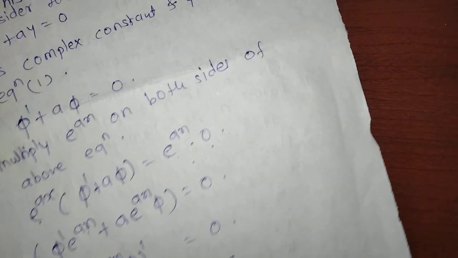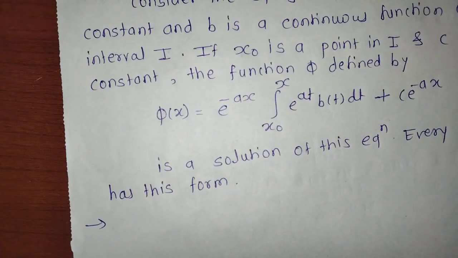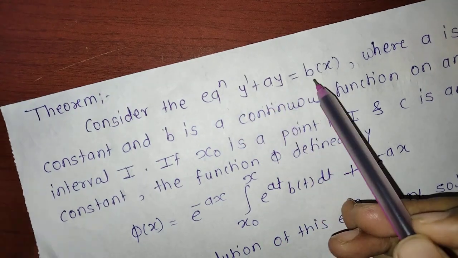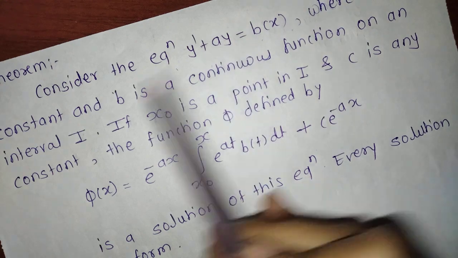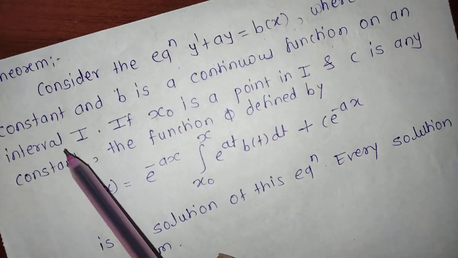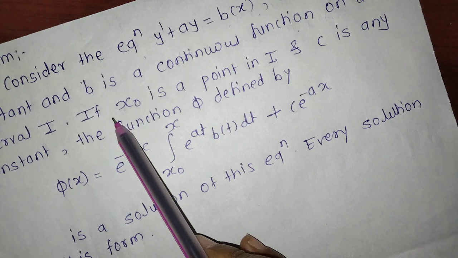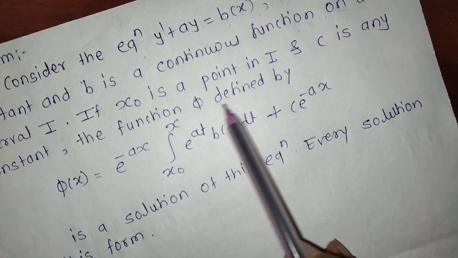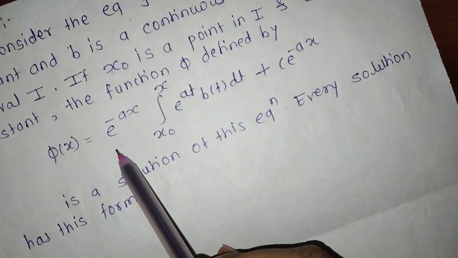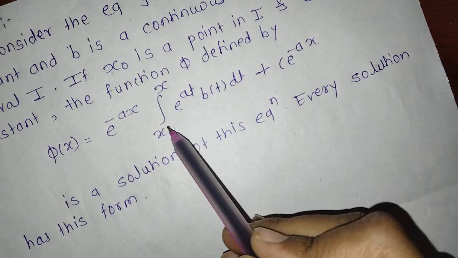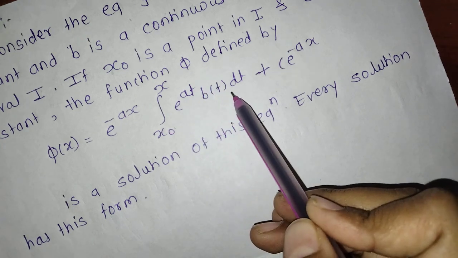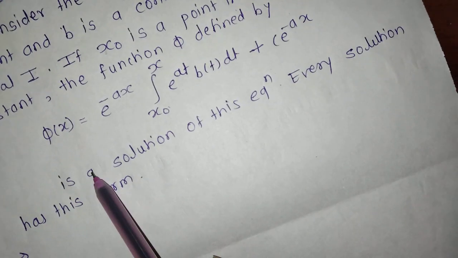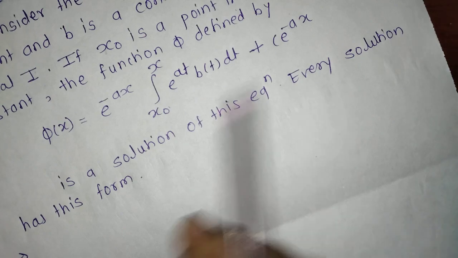Okay, now next theorem. Consider the equation y' + ay = b(x), where a is a constant and b is a continuous function on an interval I. If x0 is a point in I and c is any constant, the function phi defined by phi(x) = e^(-ax) times the integral from x0 to x of e^(at) b(t) dt, plus c e^(-ax), is a solution of this equation. Every solution has this form.